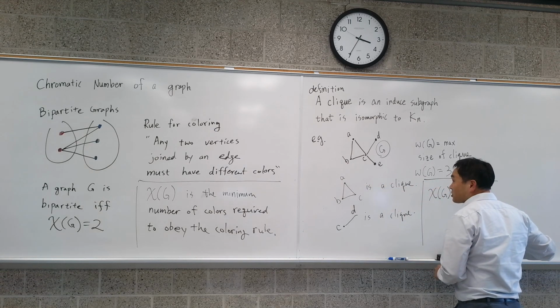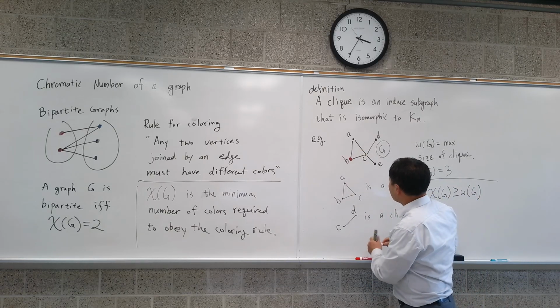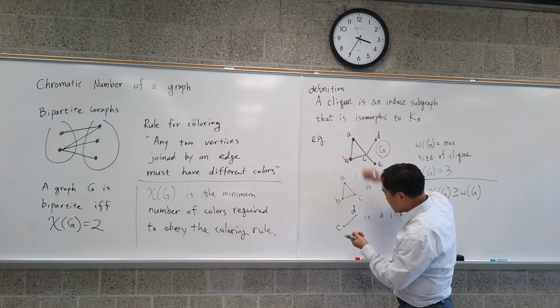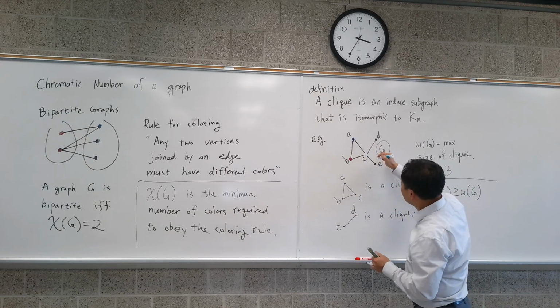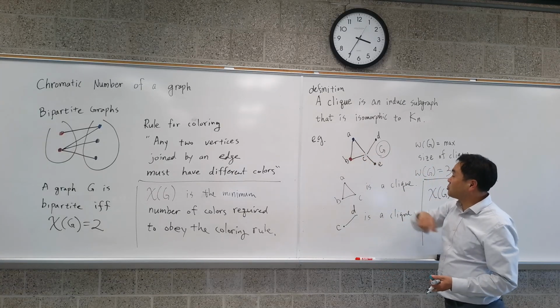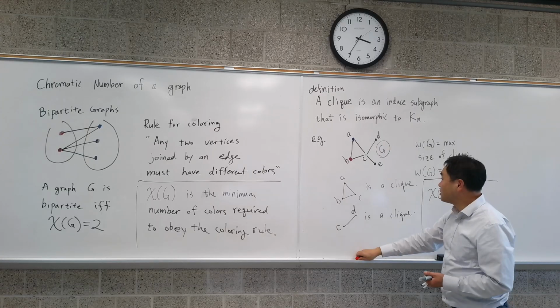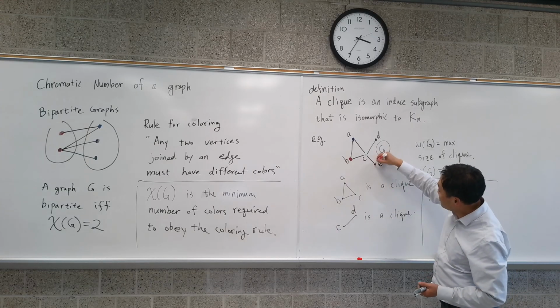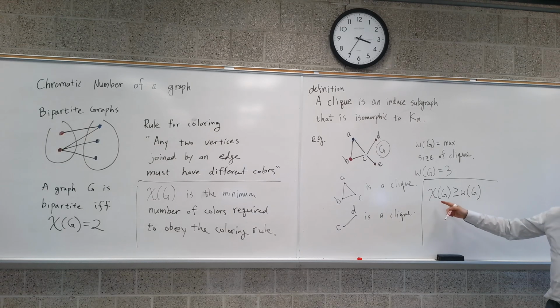So if I start with red here, then I need these to be different colors. Okay, so blue, light blue, red, and then these just have to be different from this one, so I can just put red for those. So indeed, I have chi of G equals omega of G for this case, okay?